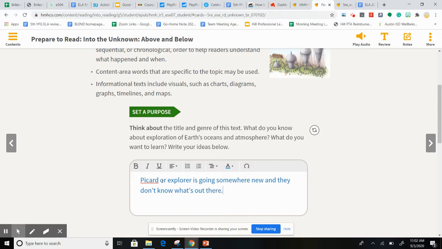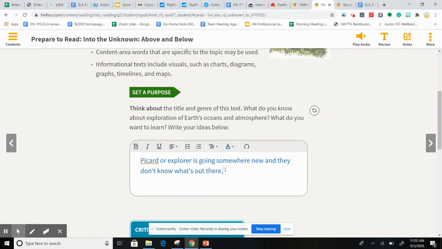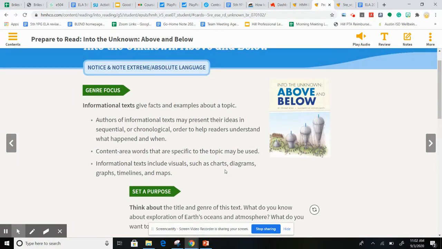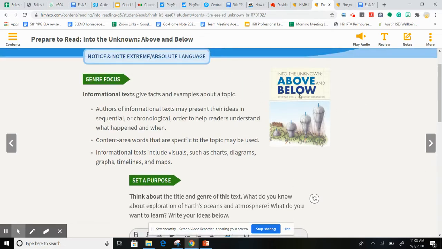And we can assume it could be dangerous. They are going above. What do we think they're going above? It looks like, just based on the picture, they could just be going above the earth. Of the earth, maybe. But then it has "and below." Like below the surface of the earth.